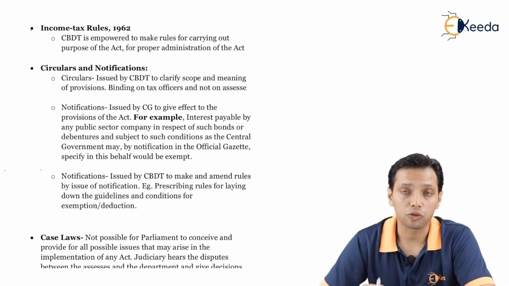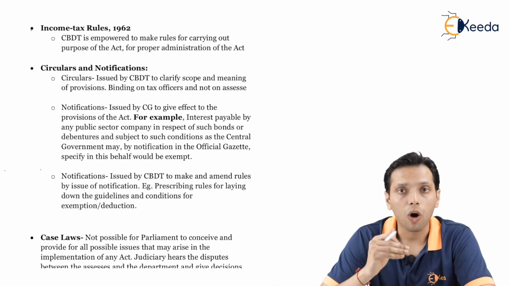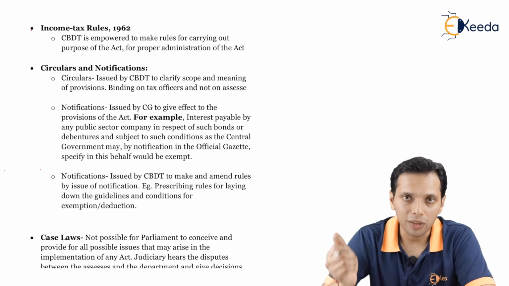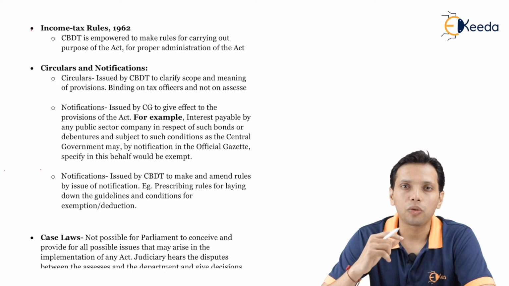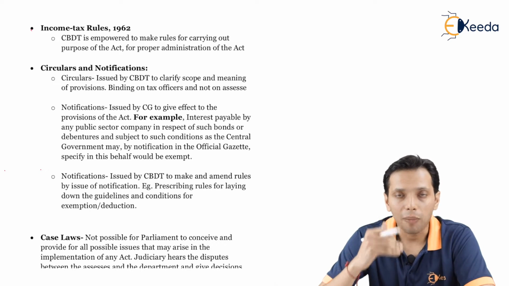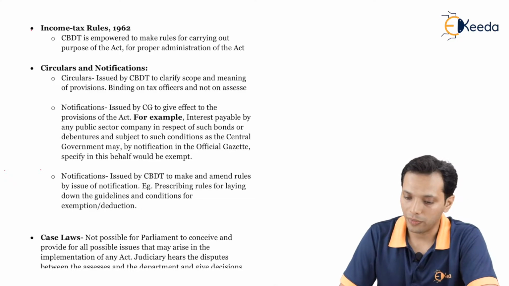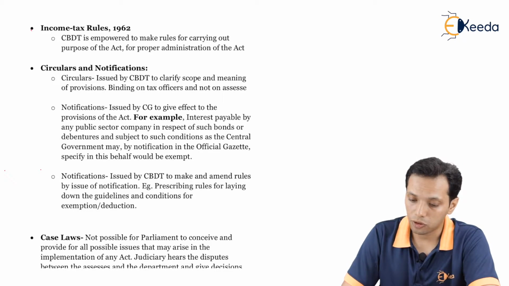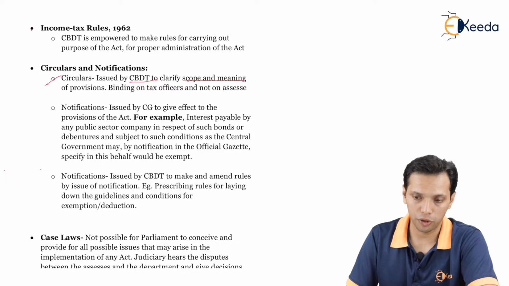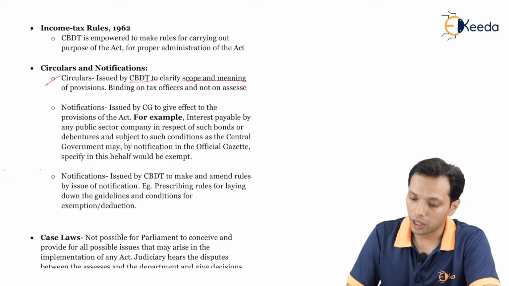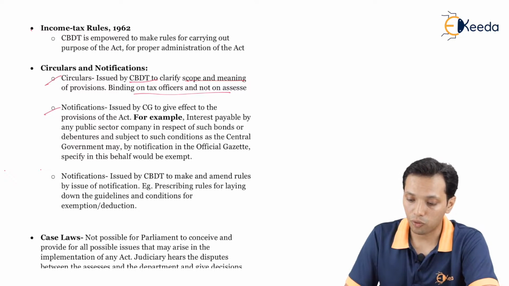And next is notifications. Notifications are either issued by the central government through the official gazette, or may even be issued by CBDT, to notify or to bring into effect a particular provision of the Act, which comes into effect once it is notified by CBDT. So we will read the sentences over here. On the screen you can see the first topic is circulars, which are issued by CBDT to clarify the scope and meaning of the provisions, binding on tax officers and not on the SSC. Notifications are issued by the CG to give effect to the provisions of the Act.